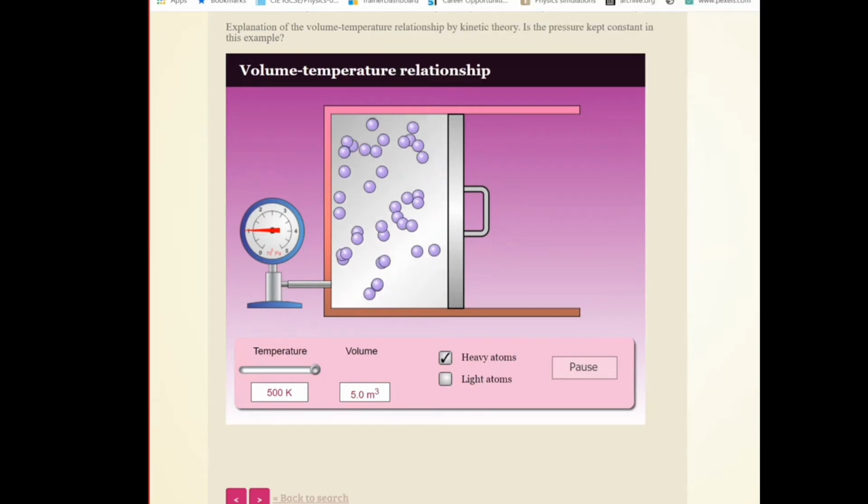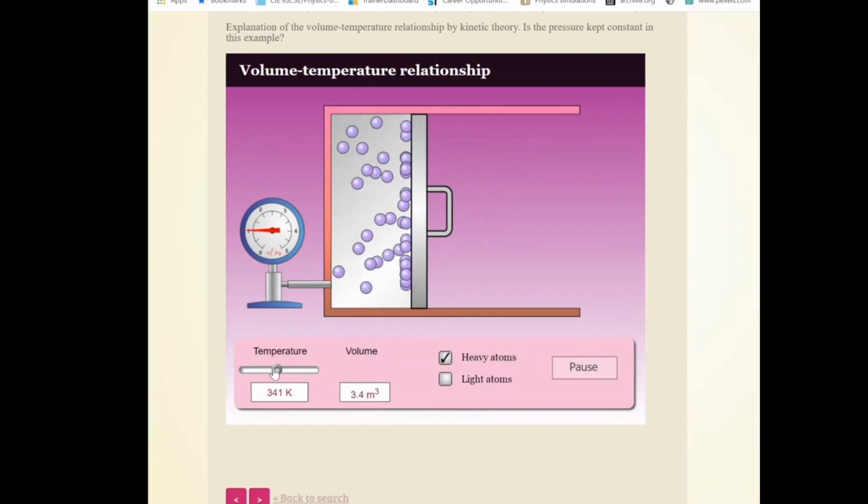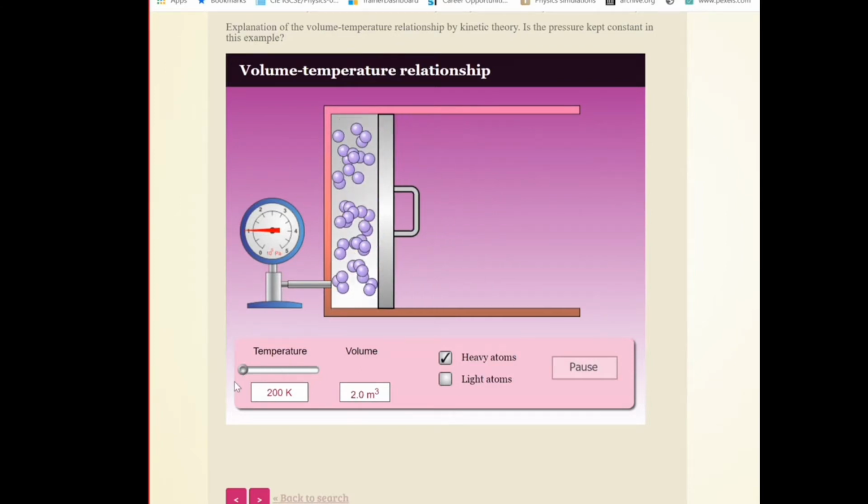What else? If you reduce the temperature, the volume also reduces. So what is the relationship? The relationship now is the higher the volume, the higher the temperature, or the lower the volume, the lower the temperature.